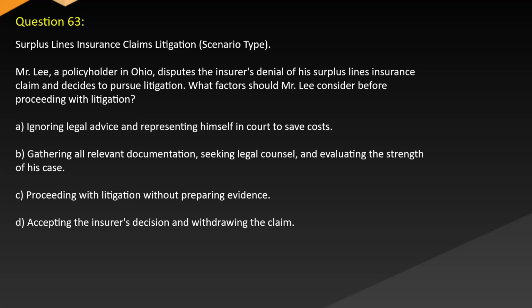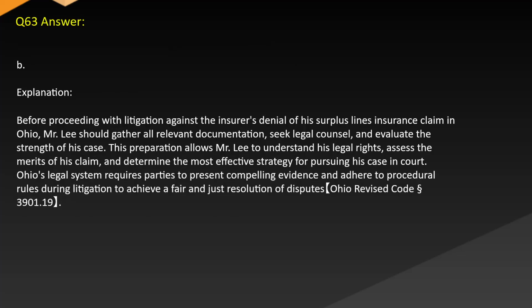A. Ignoring legal advice and representing himself in court to save costs. B. Gathering all relevant documentation, seeking legal counsel, and evaluating the strength of his case. C. Proceeding with litigation without preparing evidence. D. Accepting the insurer's decision and withdrawing the claim. Answer: B. Explanation. Before proceeding with litigation against the insurer's denial of his surplus lines insurance claim in Ohio, Mr.